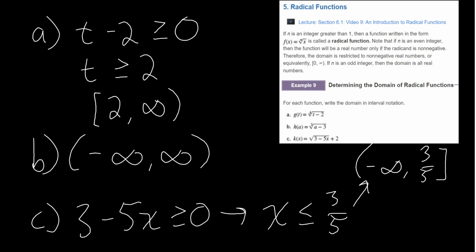So you really only have to do this whenever you have an even index. The index is that number right there in the little crook of the radical. And of course, if you don't have a number there, it's understood to be 2. But if it's an odd number, then it's just all real numbers. Super duper easy.